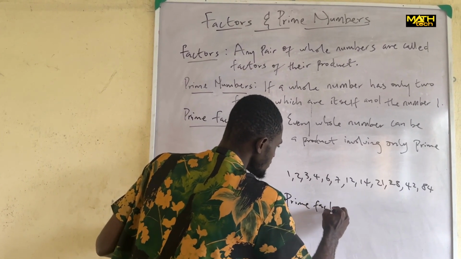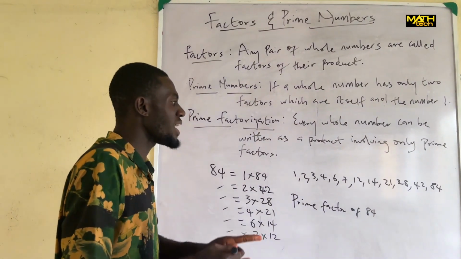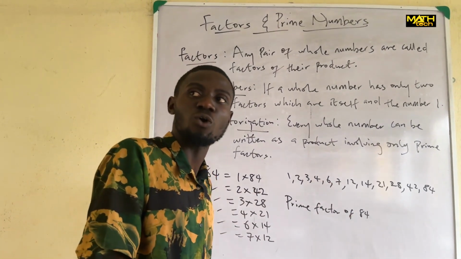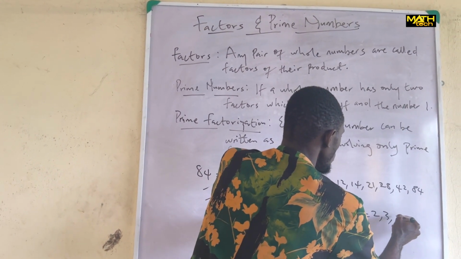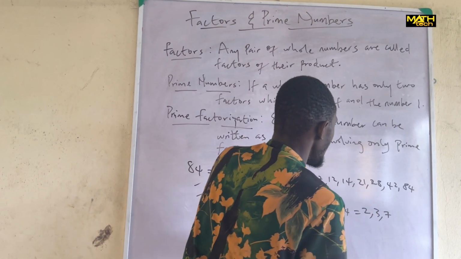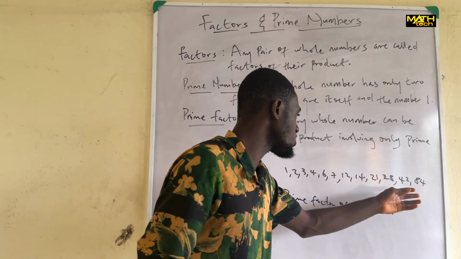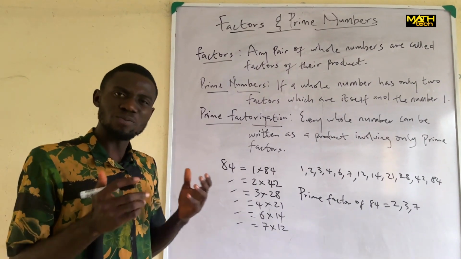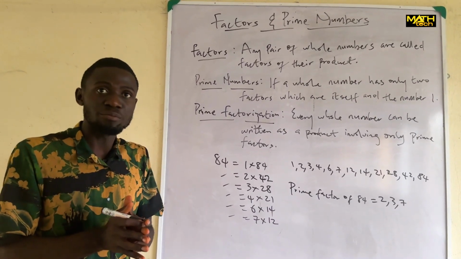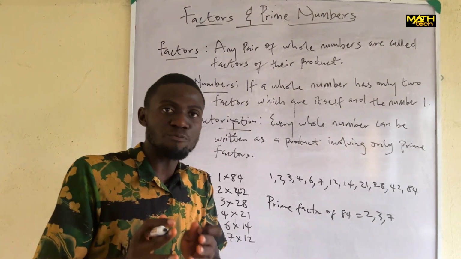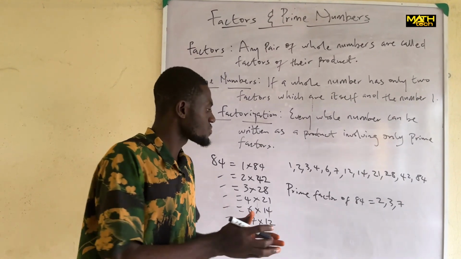The prime factors of 84 will be the prime numbers that are factors of 84. We start from 2, we have 3, we have 7. And I think the prime factors of 84 are just 2, 3, and 7. Hope that is clear. Those are the factors that are prime.